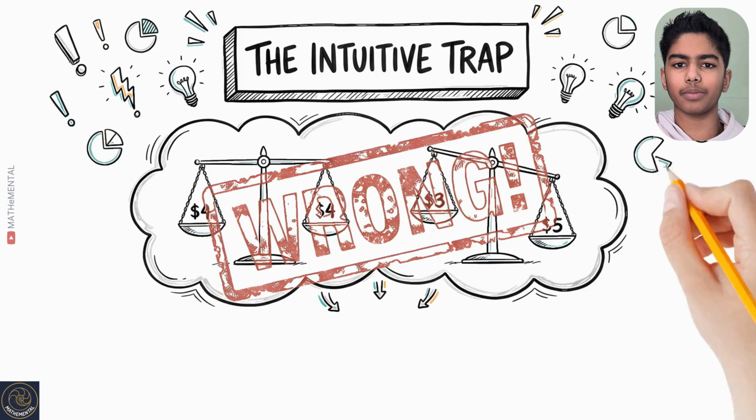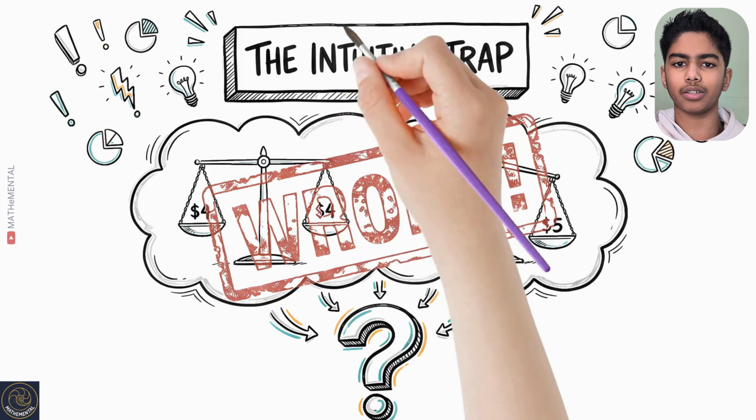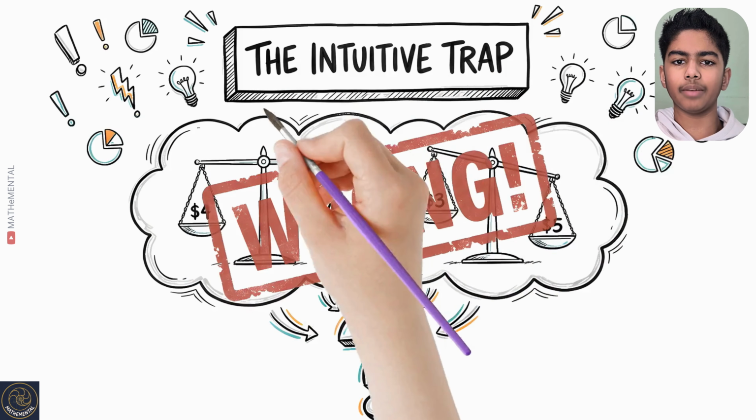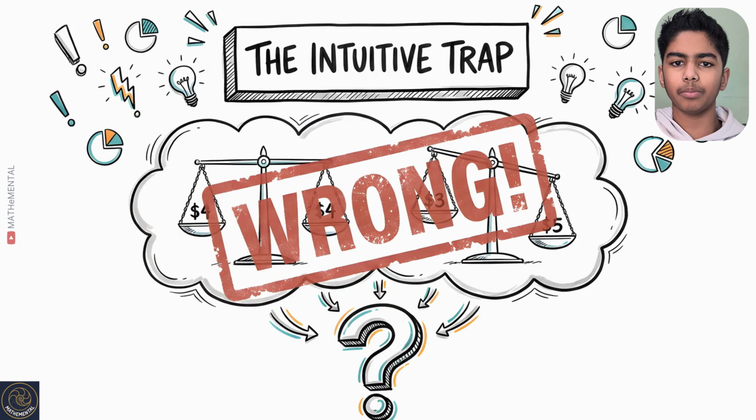Guess number two, split it proportionally. X brought 3 logs, so he gets $3. Y brought 5 logs, so she gets $5. Makes total sense, right? Wrong. Mathematically speaking, both logical guesses are completely incorrect.